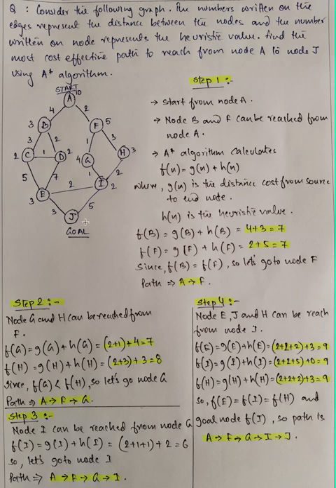But since J is my goal node, what I will do is stick with the path that is A to F, F to G, G to I, and finally I to J. So that would be my final path. If I have to talk about the cost, it would be 2 plus 1, 3, 3 plus 1, 4, 4 plus 5 is 9. That would be the total cost of f of J. So f of J would give me the total cost, that is 9, and the path would be A to F, F to G, G to I, and I to J. And since J is a goal node, here my process would stop.